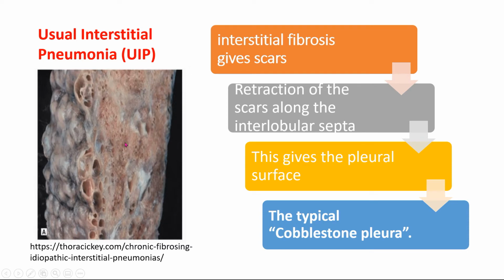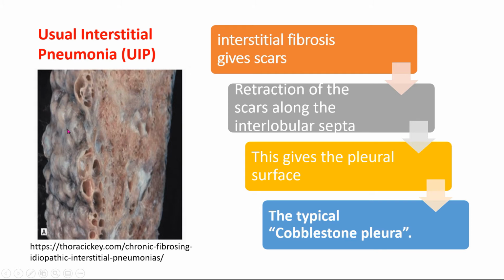This is because of the interstitial fibrosis. The interstitial fibrosis causes scars. These scars cause retraction along the interlobular septa. So it gives this cobblestone appearance.